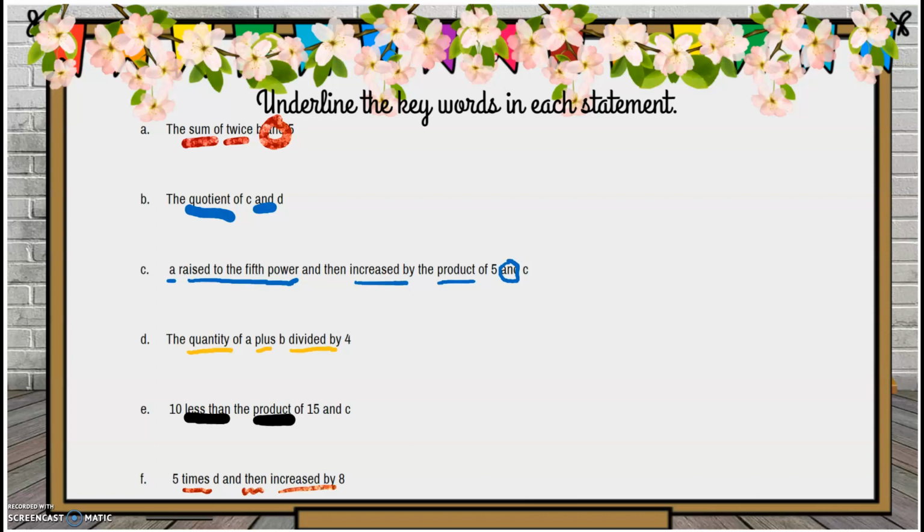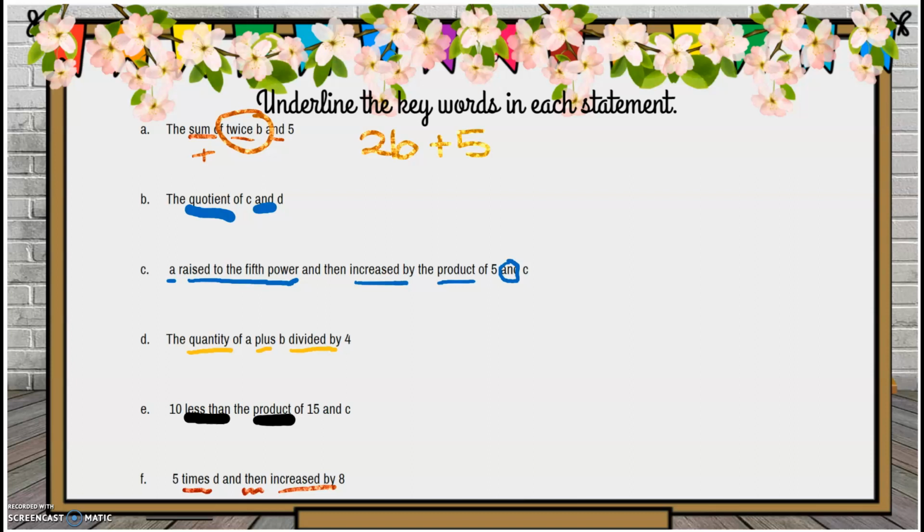Okay, so if we were to solve all of these or any of these, I want to go ahead and consider the underlined parts of each word. For letter A, sum, I know sum is addition, or the answer to an addition problem. So the sum, I'm going to add twice B and 5. Twice B really means 2 times B plus 5. I'm finding the sum of twice B and 5.